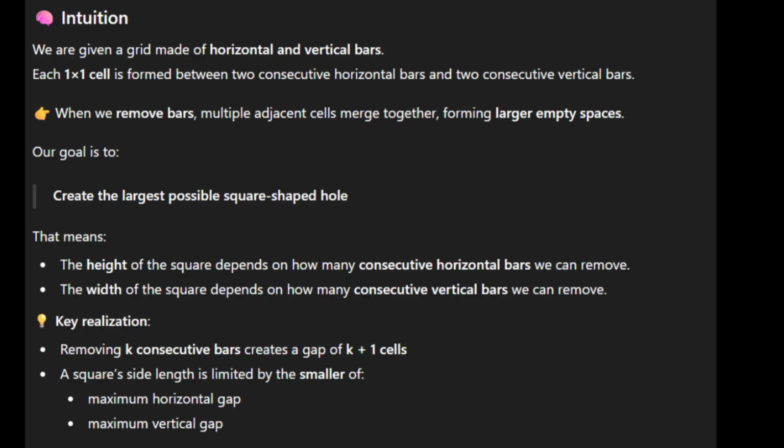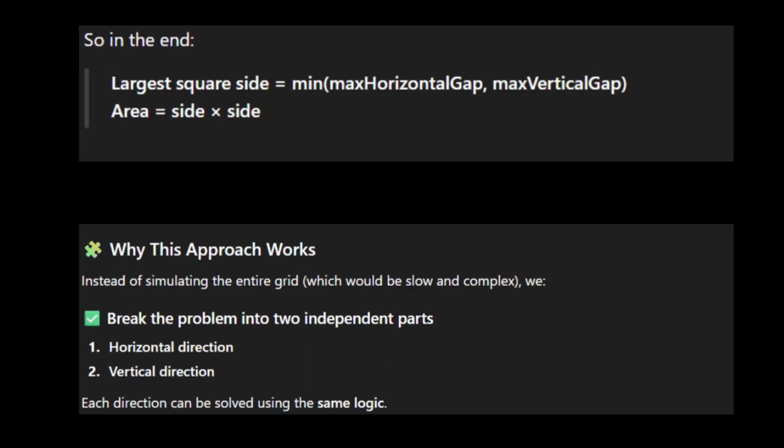Key realization. Removing k consecutive bars creates a gap of k plus 1 cells. A square's side length is limited by the smaller of the maximum horizontal gap and the maximum vertical gap. So in the end, largest square side equals min of max horizontal gap and max vertical gap. Area equals side times side. Why does this approach work? Instead of simulating the entire grid, which would be slow and complex, we break the problem into two independent parts. Horizontal direction. Vertical direction. Each direction can be solved using the same logic.